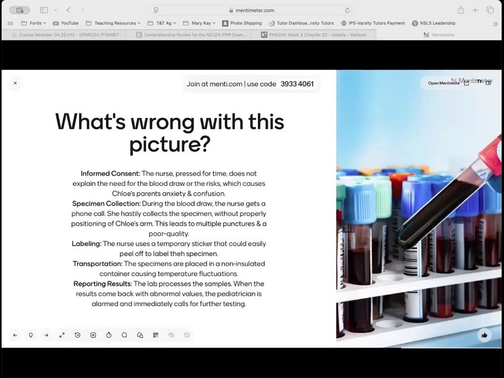Delegate. If the nurse is pressed for time, maybe she should delegate some things to other people. Absolutely. What else? Permanent labels. Yeah, making sure we're following policy when it comes to labeling.